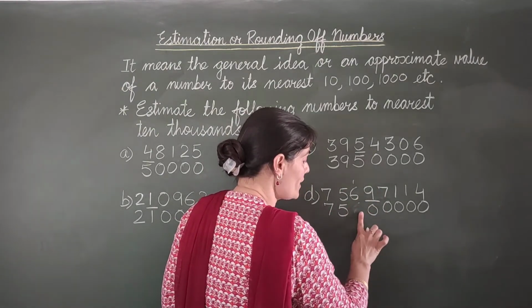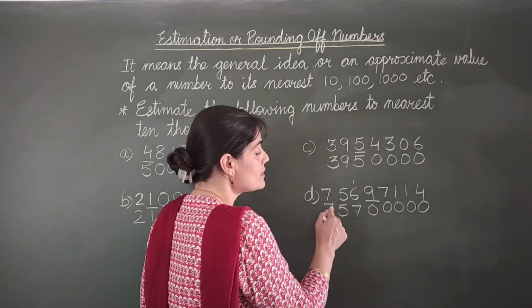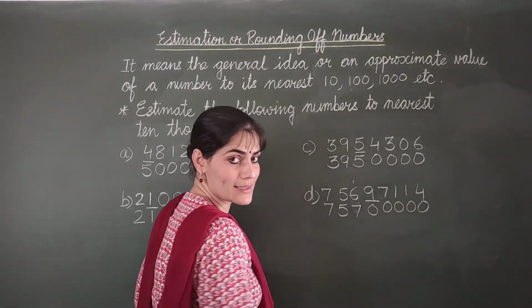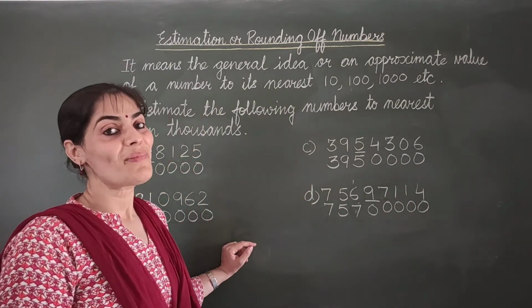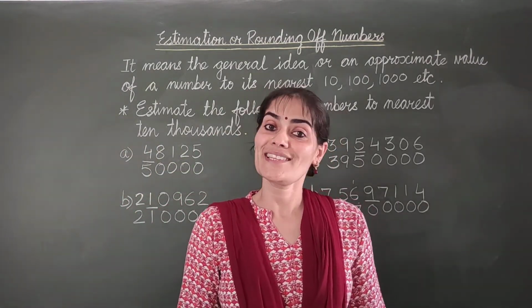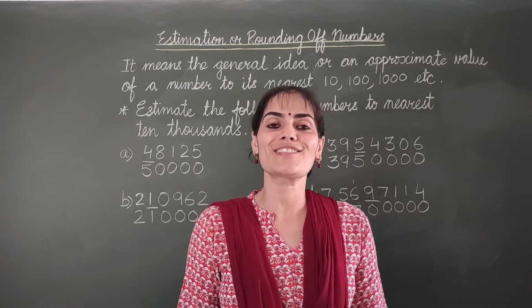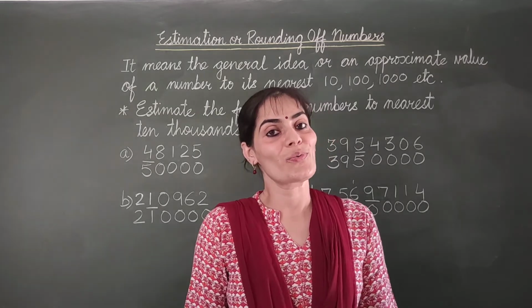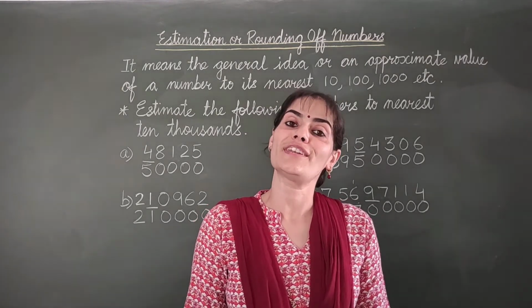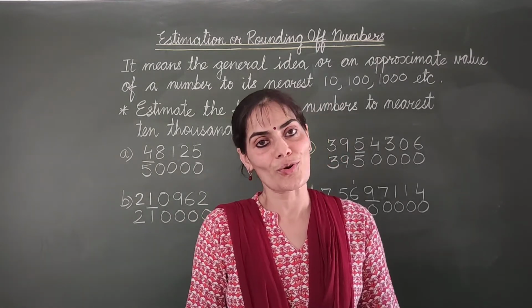So this will make it 7 crores 57 lakhs. So our answer is 7 crores 57 lakhs. I hope by now each one of you would have understood how to estimate the given numbers to their nearest tens, hundreds, thousands, 10,000s, and you can apply the same method for rounding off the given numbers to their nearest lakhs, 10 lakhs and crores also.